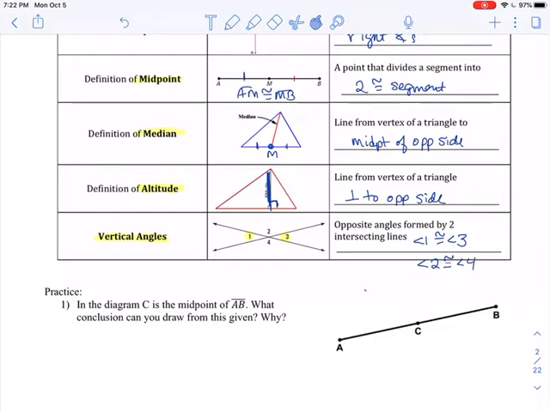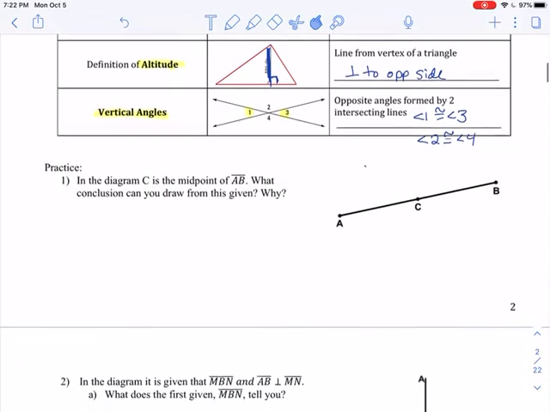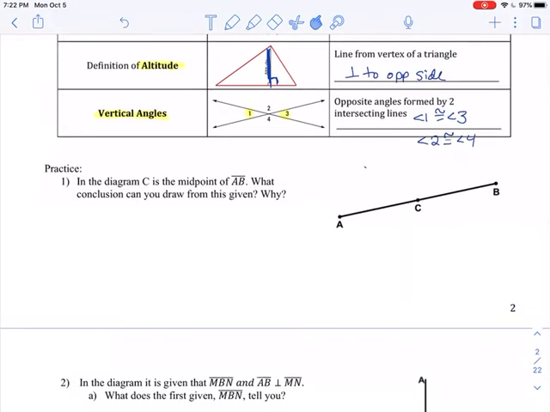All right, so before we get into the actual proofs, we're just going to look at some statements, some givens, and make conclusions from them, because that's really all that proofs are doing. So in the diagram, C is the midpoint of AB. As soon as I hear that C is the midpoint of AB, I draw a big fat dot on C. If it's the midpoint of AB, well, the midpoint cuts it in half. Therefore, the left half, AC, is congruent to the right half, CB.